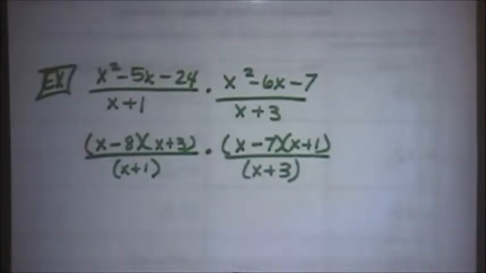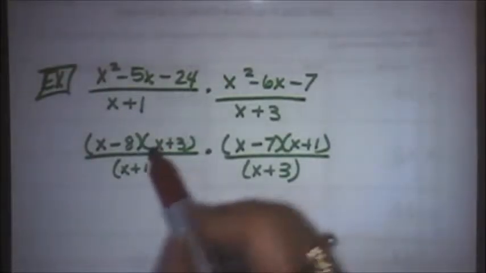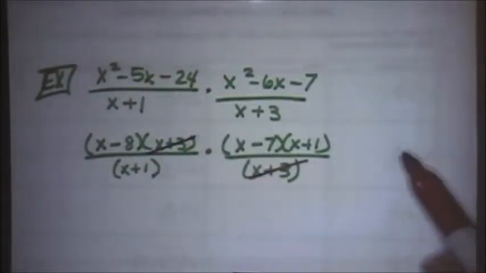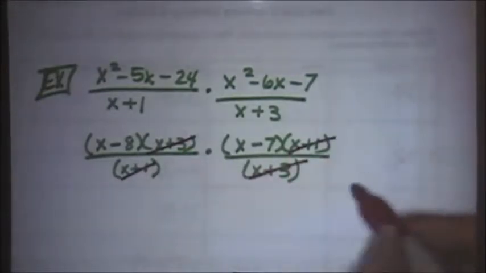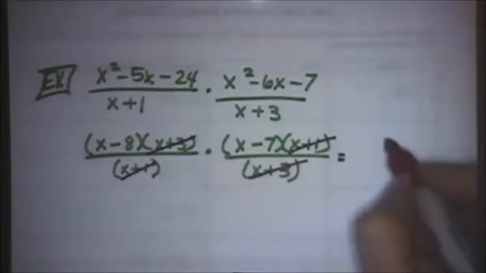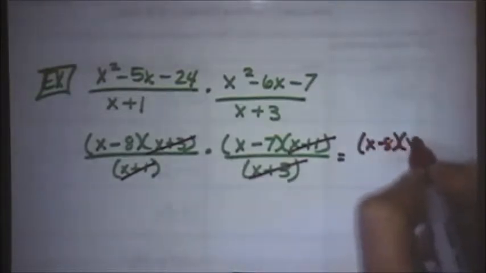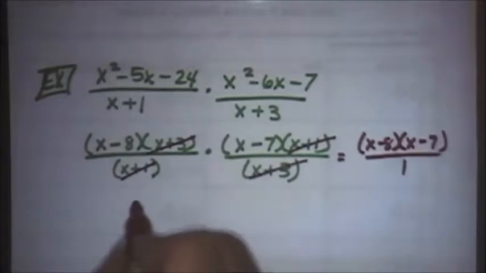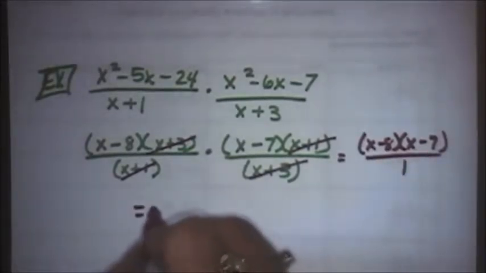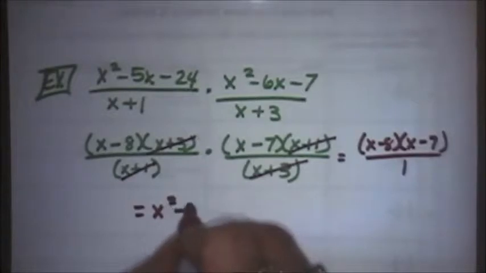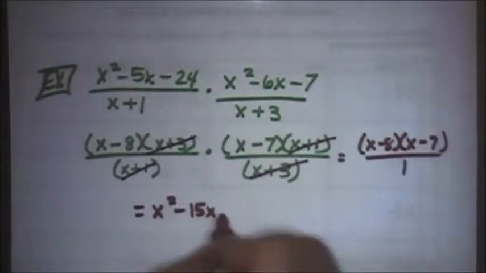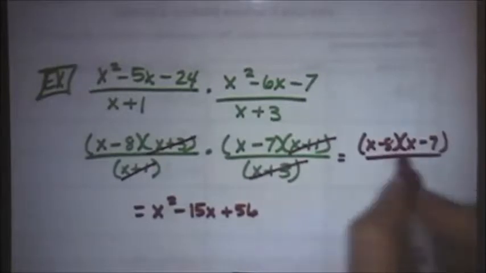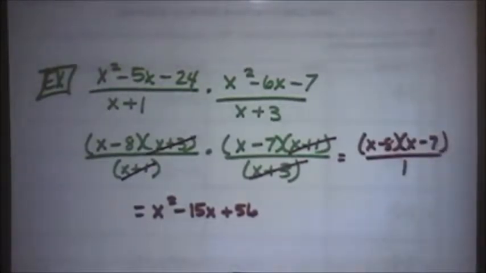Anything that is on top and on bottom, I can cancel, or they become 1. So my x plus 3s are gone and my x plus 1s are also gone. So I'm going to multiply, and that would give me x minus 8 times x minus 7 over 1. Which then I can FOIL out. That would be x squared minus 15x plus 56, or I could leave it like that as two binomials that need to be multiplied. So that's how you multiply rational expressions. So let's try a little division.